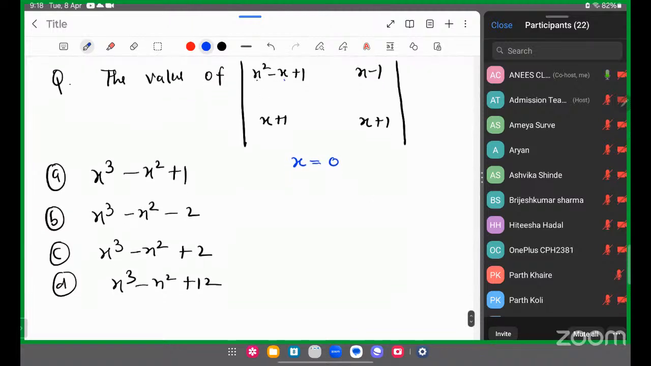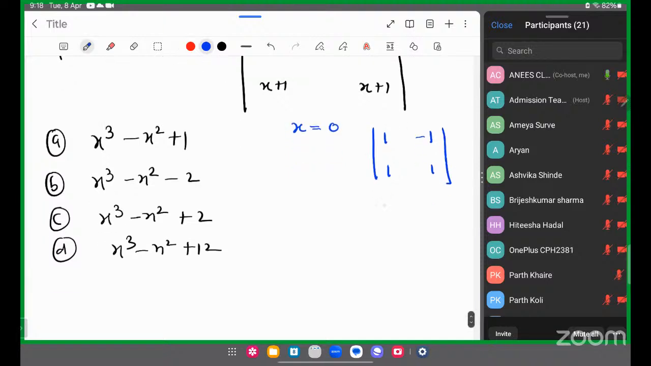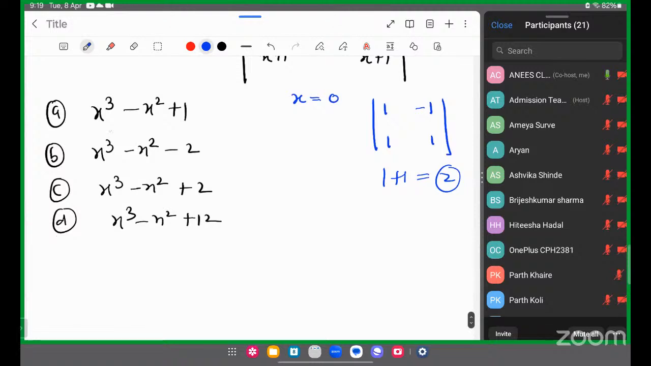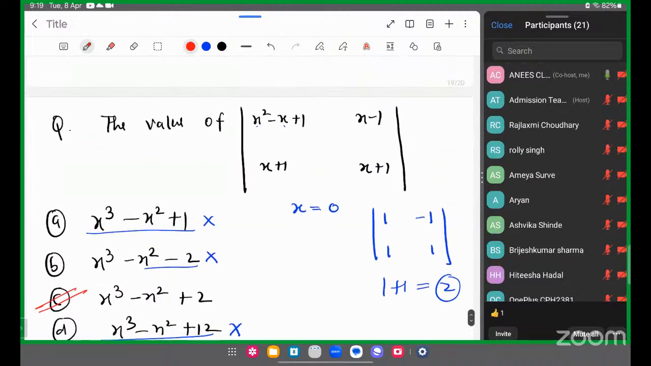This will be 0, this will be 0, this will be 1, this will be -1, this will be 1, this will be 1. Now what will be its value if you solve it? This will be 1 plus 1, that is 2. So the correct option will be the one which gives value 2 on putting x equals to 0. If I put x equals to 0 in option A, B, or D, it will not be 2. So we are left only with option C. The correct answer will be C. Are you getting it? What is the concept? Yes, sir.